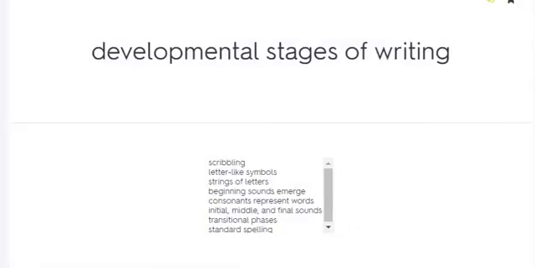Developmental stages of writing: scribbling, letter-like symbols, strings of letters, beginning sounds emerge, consonants represent words, initial, middle, and final sounds, transitional phases, standard spelling.